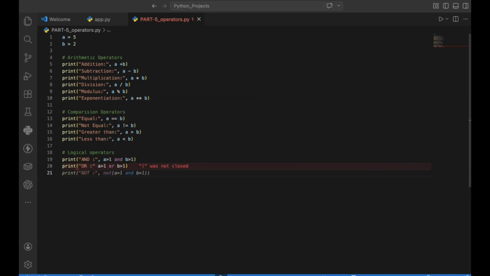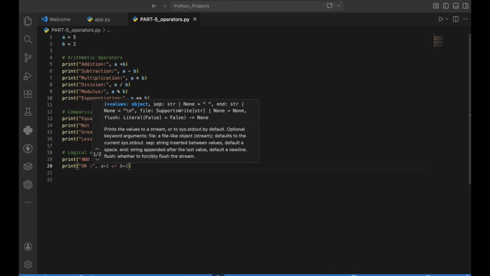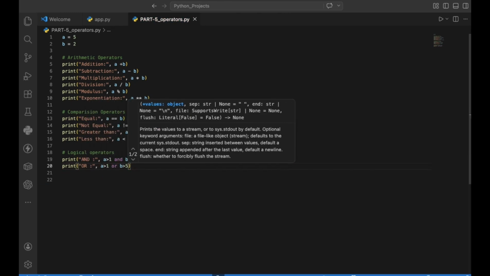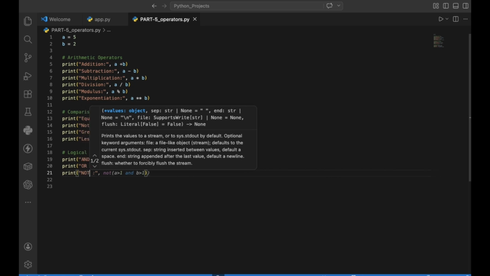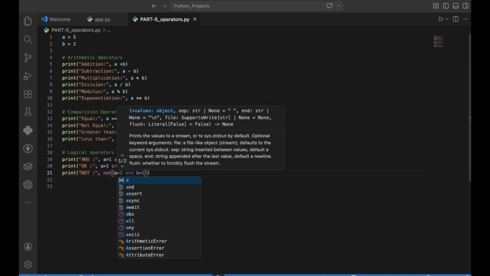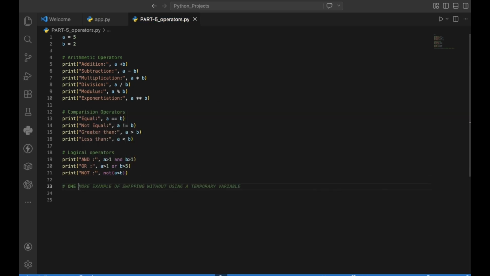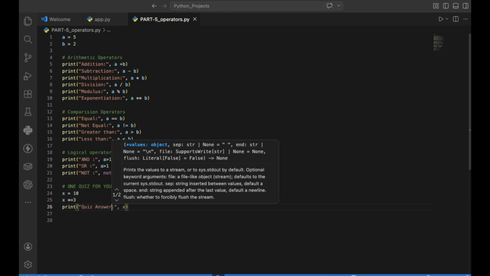One question for you. If x equal to 10, what is the output of x multiply equal 3? Let's see the answer. The correct answer is 30 because x multiplied by 3 becomes 30.